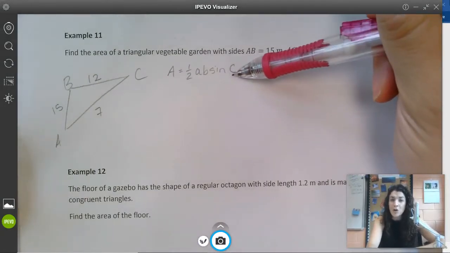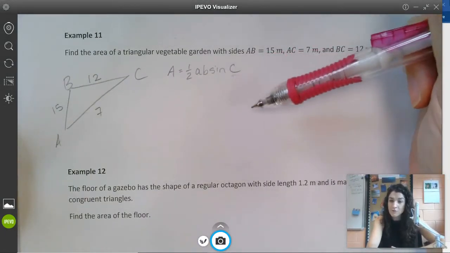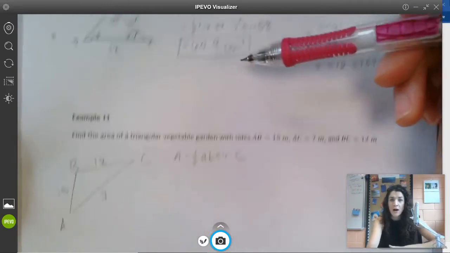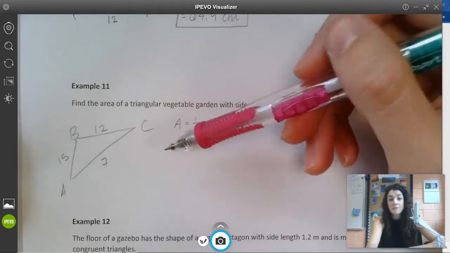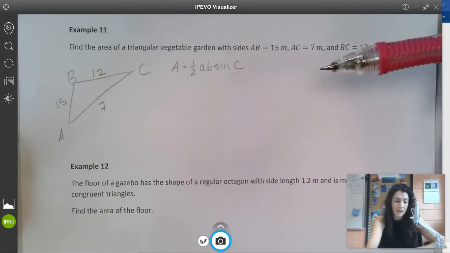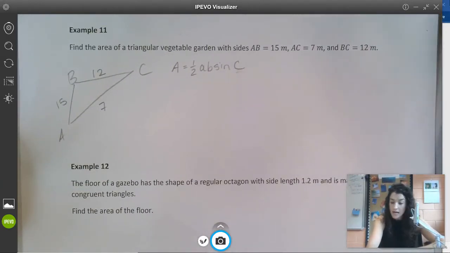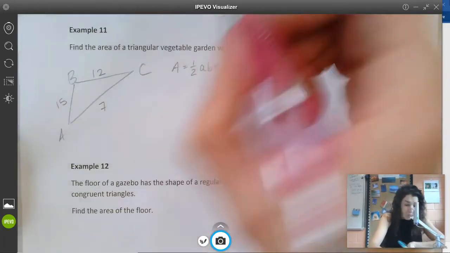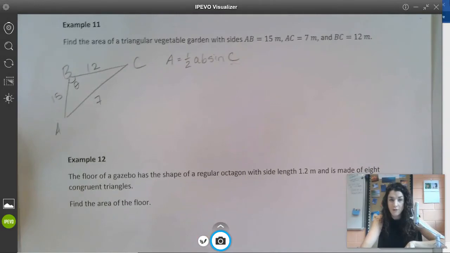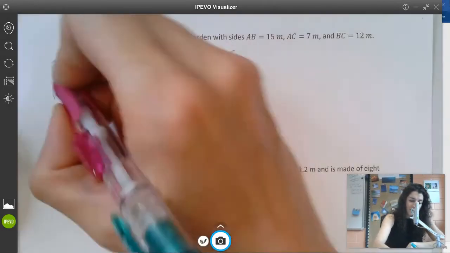Unfortunately, I have no angle, so I need to solve for an angle before I can find the area of a triangle. This is your more common IB question where it'll be like, first solve for angle B, and then you can solve for the area. I think you can go ahead and do this on your own. Let's solve for angle B. Remember, you have a formula for solving for angles. It's in your formula packet.